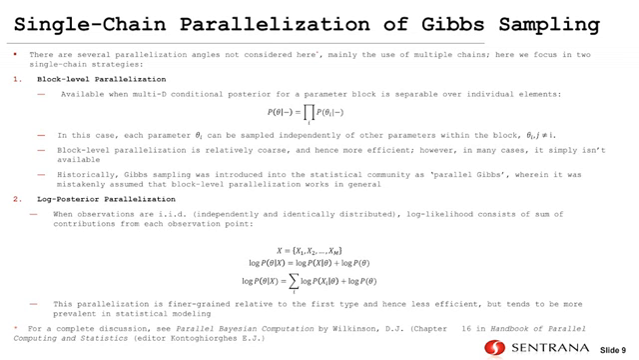The second type of parallelization we can use is log posterior parallelization. Why is that available to us? Because in most statistical models, observations are IID, or independently identically distributed. So the log likelihood consists of a sum of contributions from observation points. So if X is an observation vector consisting of M individual observations, usually I can write the likelihood portion of that, or the log likelihood of that, as a sum over contributions from each individual observation point. So that provides a second parallelization opportunity.